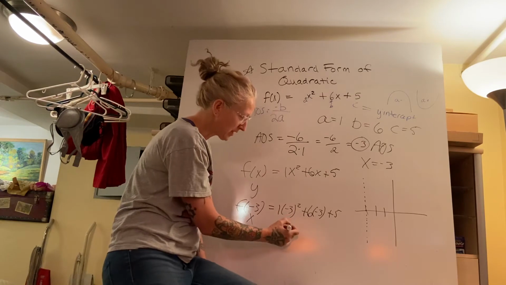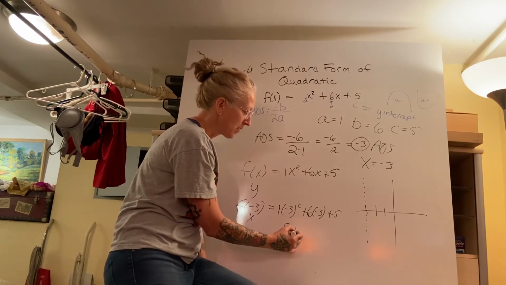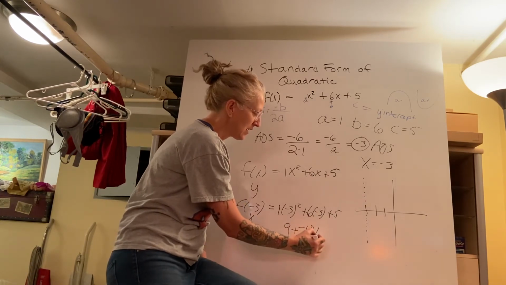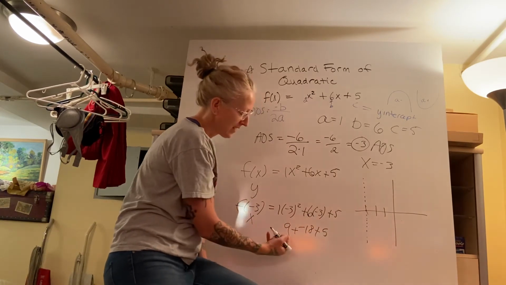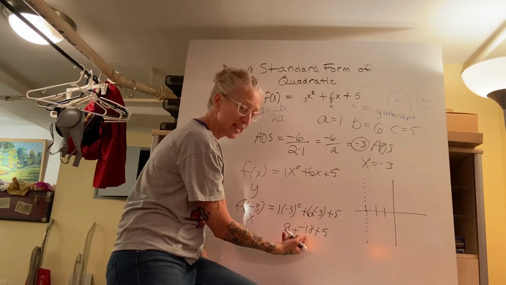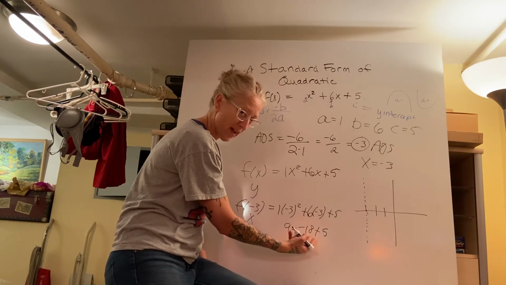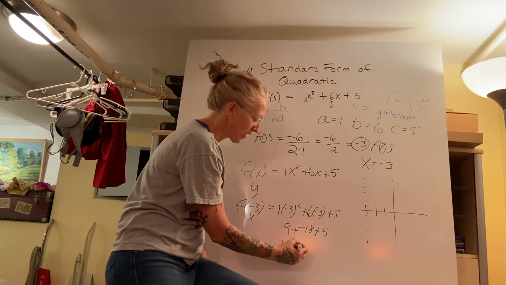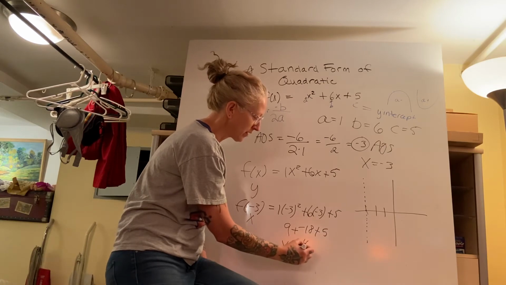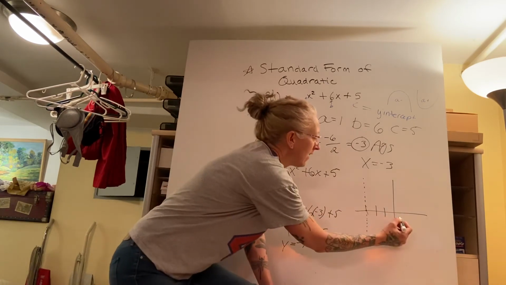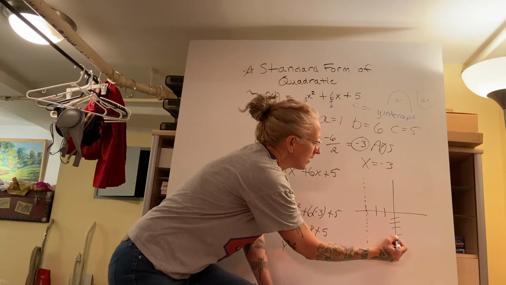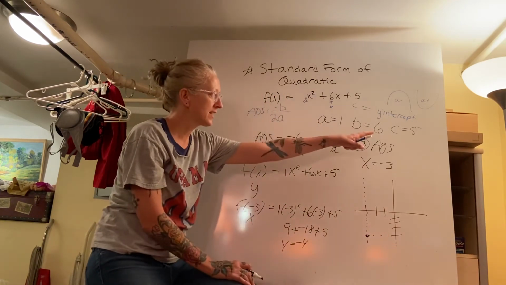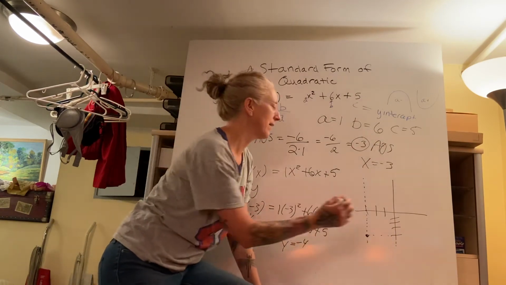Negative 3 times negative 3 is going to be positive 9, plus 6 times negative 3 is negative 18, plus 5. 9 minus 18 is negative 9, plus 5 is negative 4. So our y coordinate of our vertex is negative 4. So that means we go down 1, 2, 3, 4. So here's our vertex. We also know that it crosses the y-axis at positive 5.